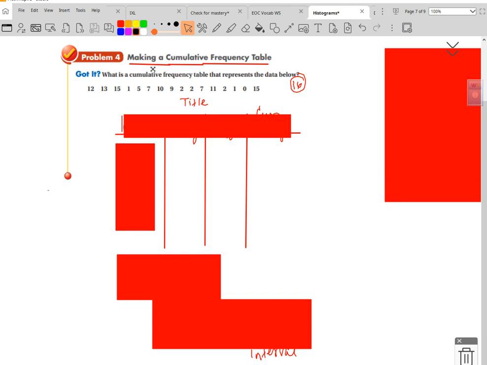So this set of data, I do want you to go ahead and write this set of data. You can just title it data, and then list these numbers. You can put commas in between there, or just leave a space.